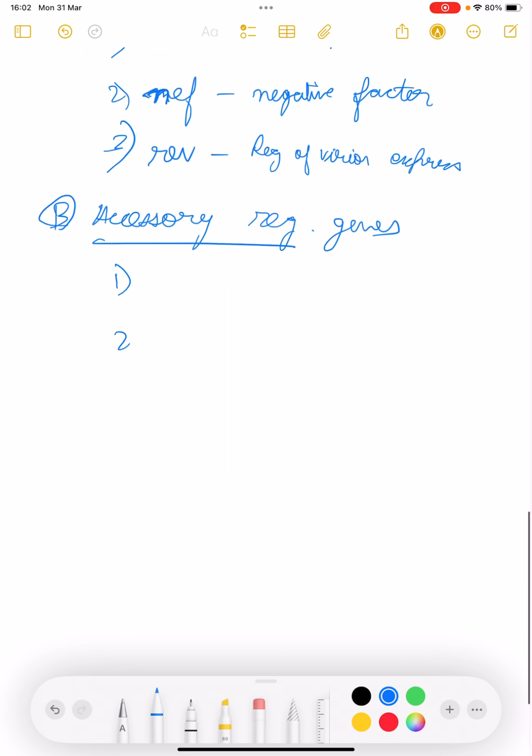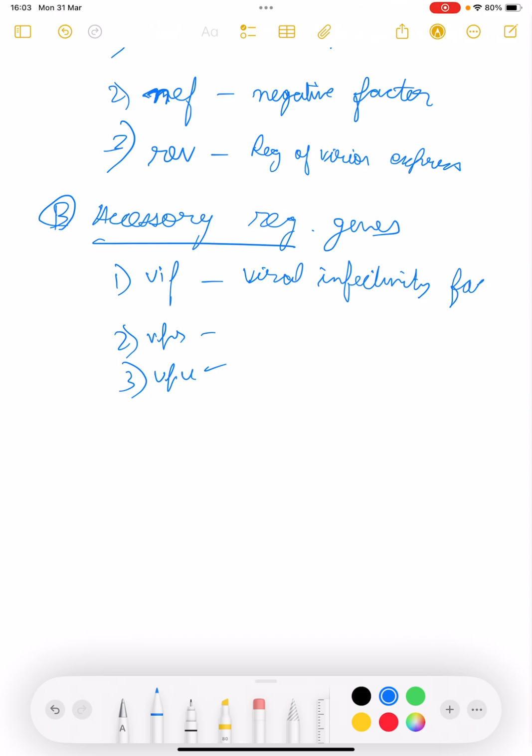And in accessory genes also we have three genes: the VIF, VPR, and VPU. VIF is viral infectivity factor, viral protein R, and viral protein U.